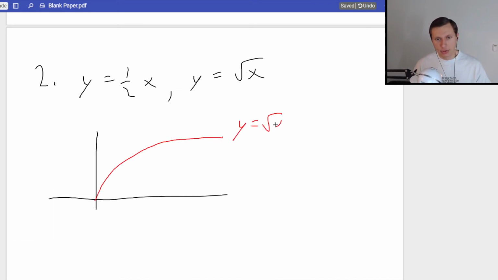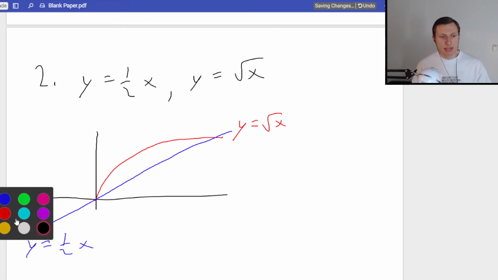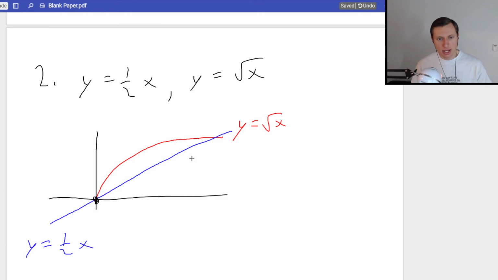Y equals square root of x. And 1/2 x, well, that's just a linear line with a slope of 1/2. So it's going to look something like this. Y equals 1/2 x. Now I can see my intersection points here and here. I don't know exactly what they are yet, but I know I'm looking at this area right here. And just looking at this graph, I know which function's on top.